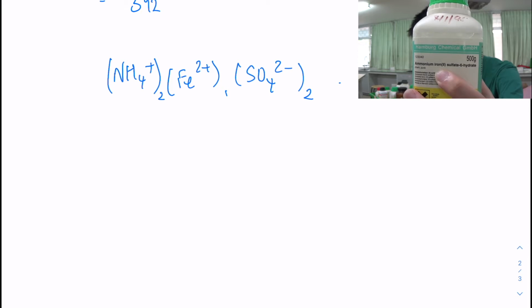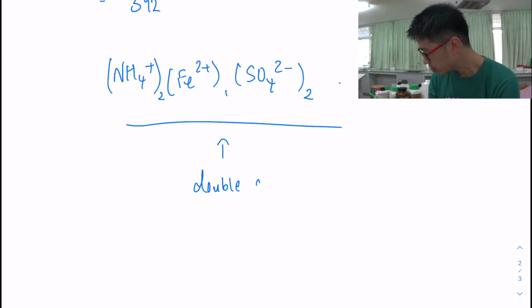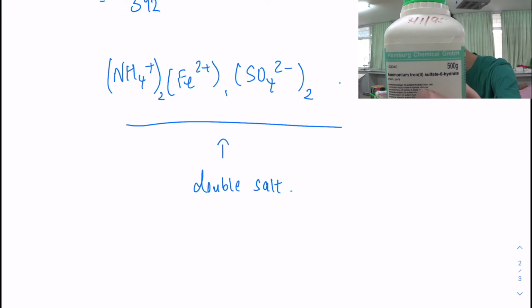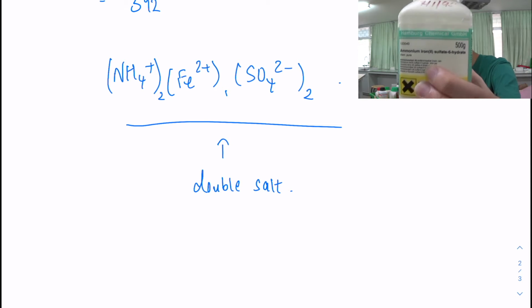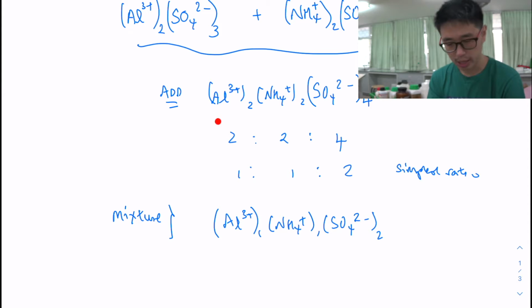So it's ammonium, and then it's iron 2 plus, and then it's SO4 2 minus: 2 ammonium, 1 iron 2, and 2 of that. The water of crystallization is not the important thing here. I want to highlight the thing there is called a double salt, where you have two different salts, which is ammonium sulfate and iron 2 sulfate mixed together. Just like in the previous example, I show you the ratios of the different ions mixed together.